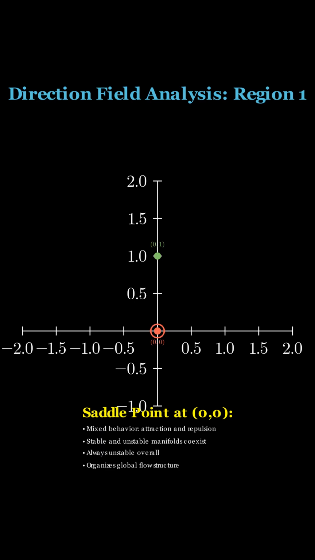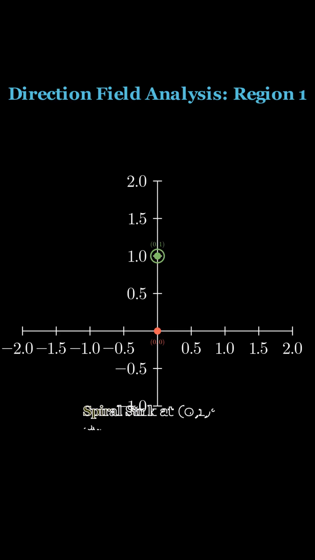In a saddle point, there are stable manifolds where trajectories approach the point and unstable manifolds where trajectories diverge. The presence of both attracting and repelling directions makes saddle points particularly interesting in dynamical systems.